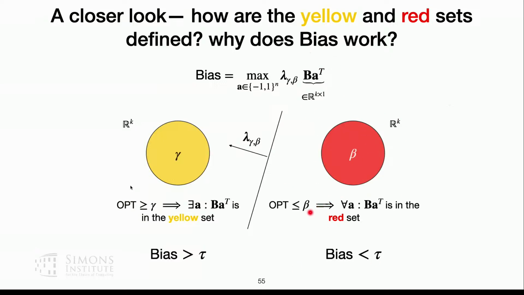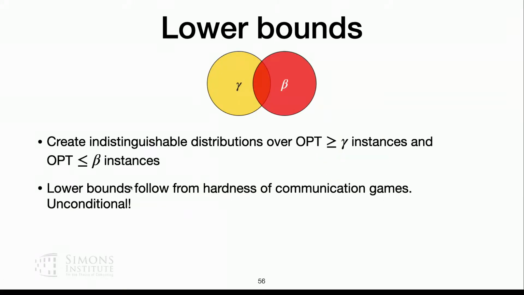Does it make sense? And what happens when they intersect? When they intersect, it's the same idea as what we had previously for the Max-DICUT, in the sense that you can create two instances with the same bias matrix. And we show that when you have two instances from this region, like gamma and beta, such that their bias matrices exactly match, then there is nothing you can do in the streaming setting, and you can't separate them in square root of n space.